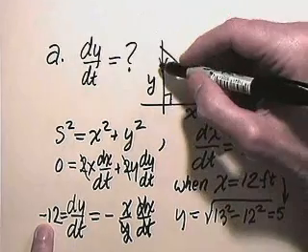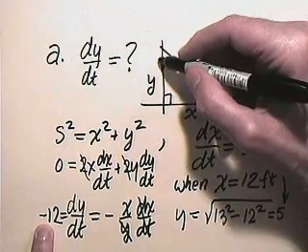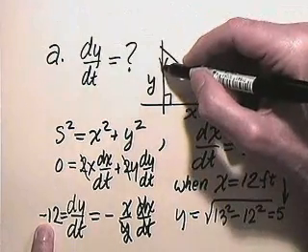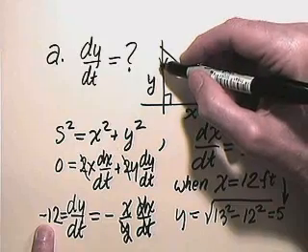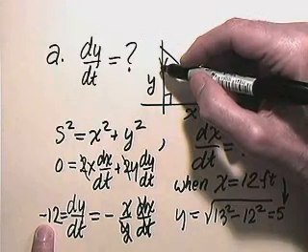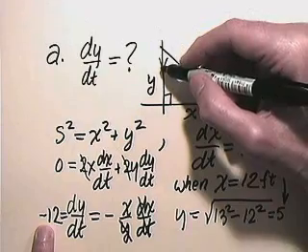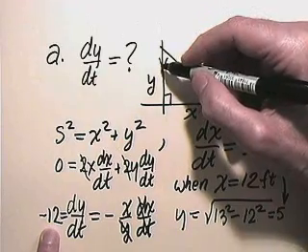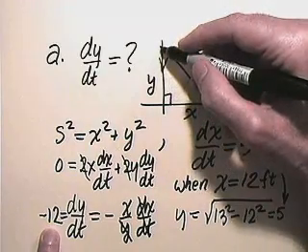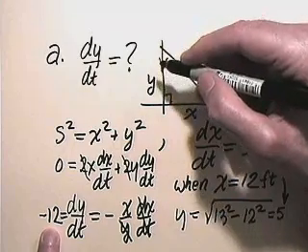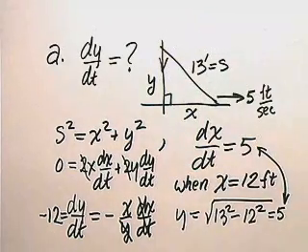Remember, we said that it's clear from the picture that the top of the ladder has to go down, and consequently that means y is decreasing, and so we expect to get a negative rate of change for y. And so that negative 12 is telling us that the top of the ladder is moving down at 12 feet per second. Now let's look at part B.